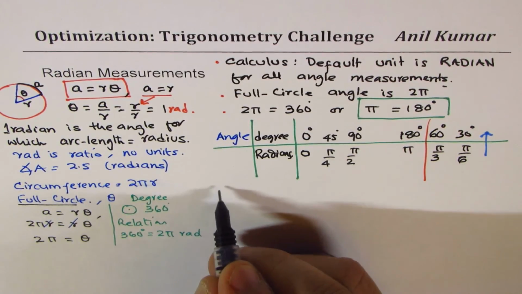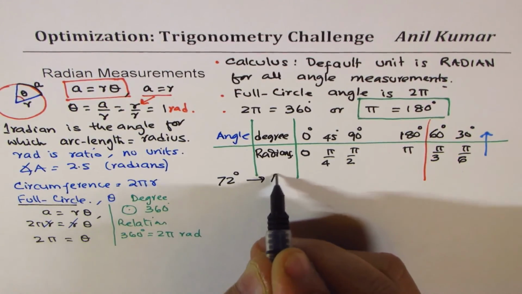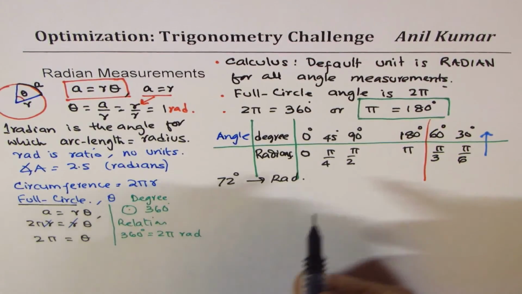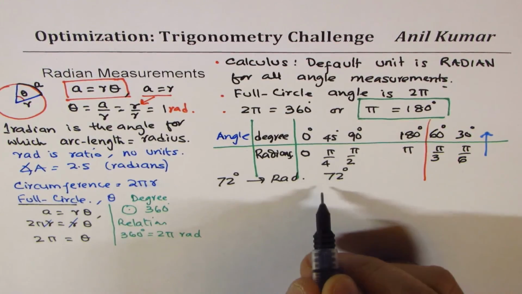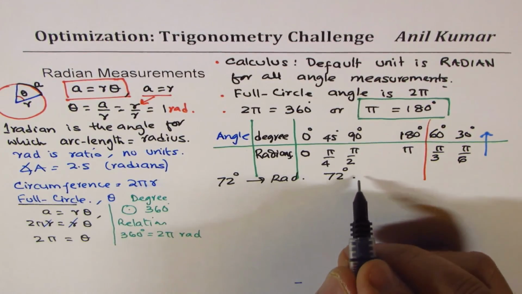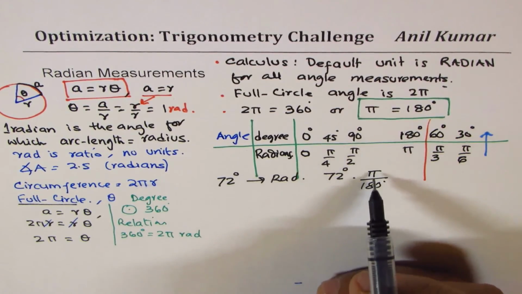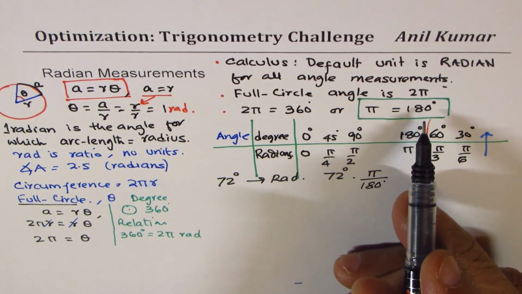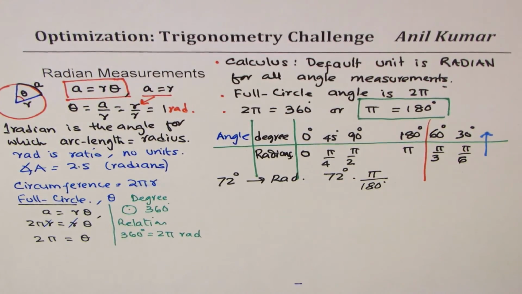In general, if I say you have to convert 72 degrees to radians, what will you do? Well, the easy method is: 72 is in degrees, you do not want degrees, you want radians. You're going to use this ratio, multiply this by something which has radian on the top and degree below. So this factor pi over 180 will always be 1, correct? So if you multiply by this factor, you're not changing any value. Does that make sense to you? So that is how you could do it.